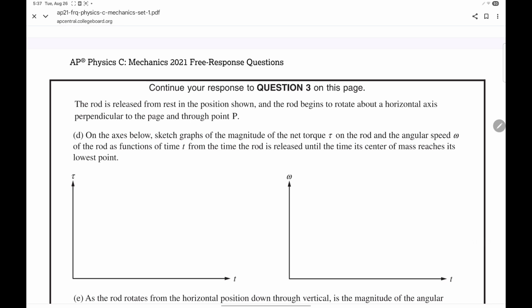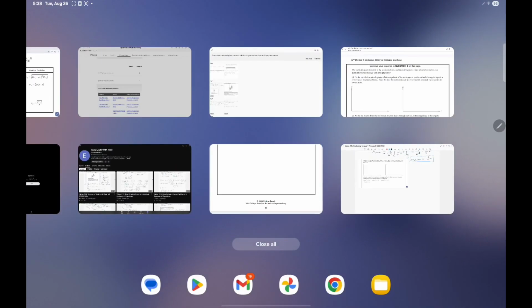And now we're going to be sketching graphs of the magnitude of the net torque. Magnitude, that's important. There's no negative quadrant here anyway. And graphs of the angular speed as a function of time until we get to that point where the rod is vertical. Essentially, when the center of mass reaches its lowest point. That's another way to say the same thing. When the rod is vertical. So let's get back to our question.